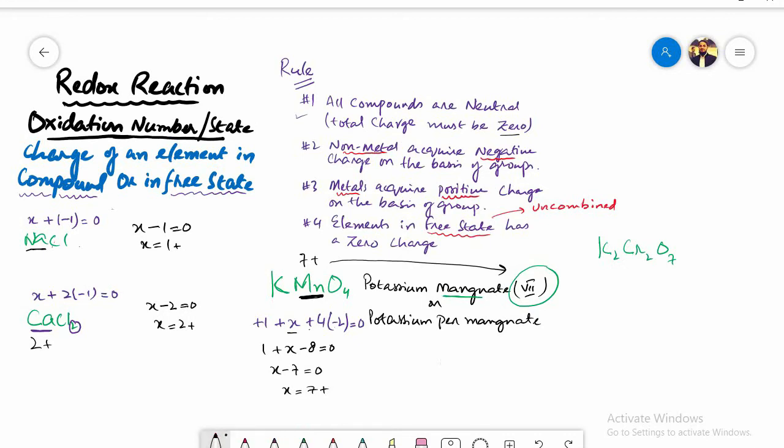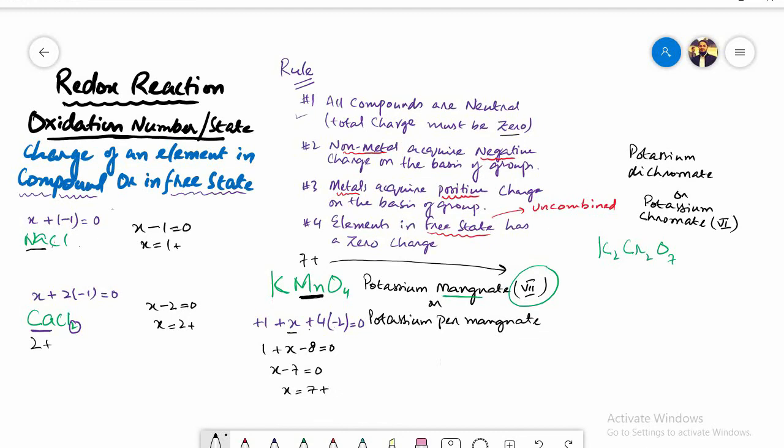Well, this compound is called potassium chromate 5, 6, right? So this is called potassium chromate, or alternatively we can call it potassium dichromate. If you are not willing to show the valency or the oxidation state, you can say potassium dichromate, or otherwise the convenient method is potassium chromate 6.